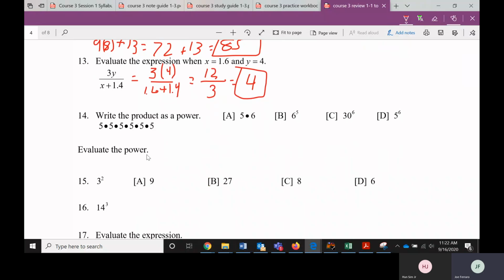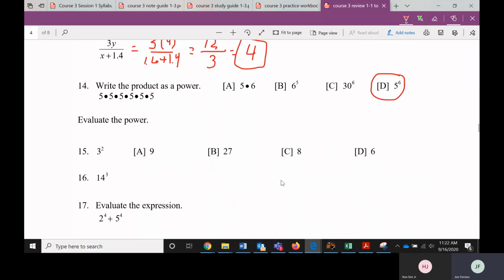Well, let's see it on our list. Number 14. 5 is the base. There's 1, 2, 3, 4, 5, 6 of them. So 5 is the base, the exponent is 6. That's your answer.